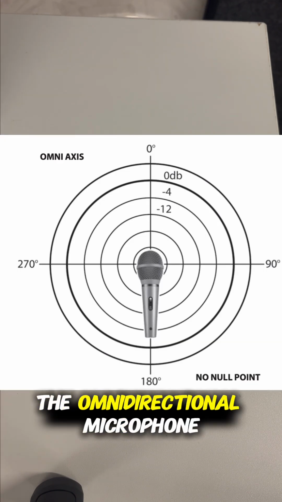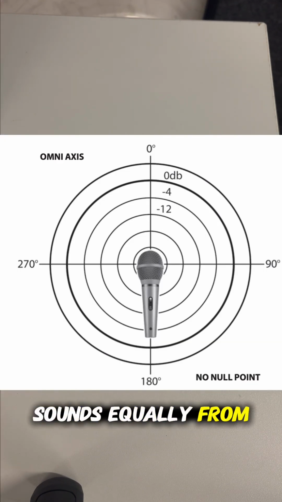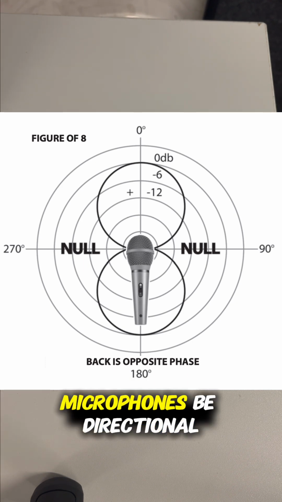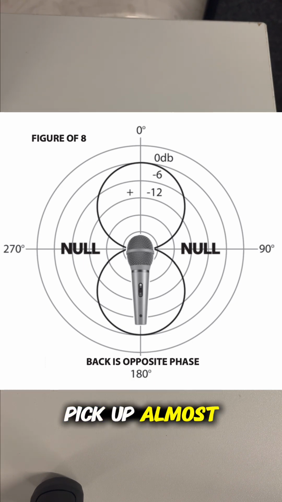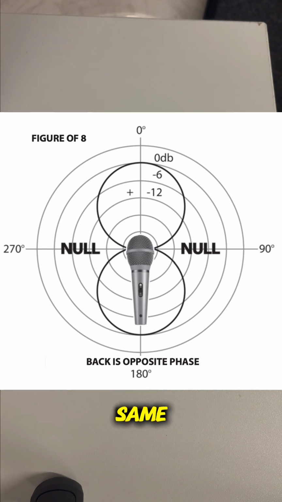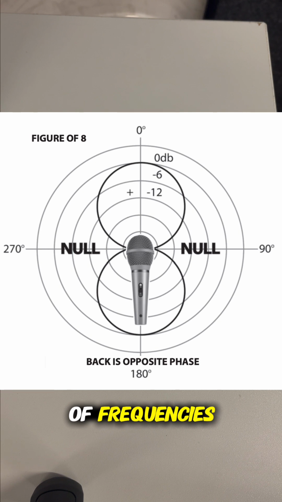The omnidirectional microphone picks up the sounds equally from all directions. Figure of eight microphones, bidirectional or figure eight, pick up almost equally in the front and the back, but nearly nothing on each side. It should be noted that the frequency response is usually a little better on the front side of the microphone, like brighter, although the level between the front and the rear are the same. Figure of eight, you use them when a high degree of rejection of frequencies is required because of the sides' behavior.